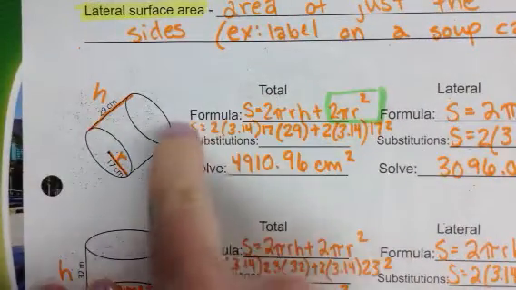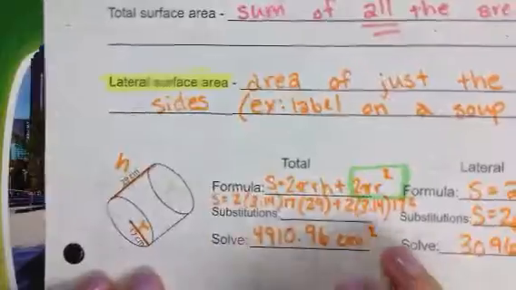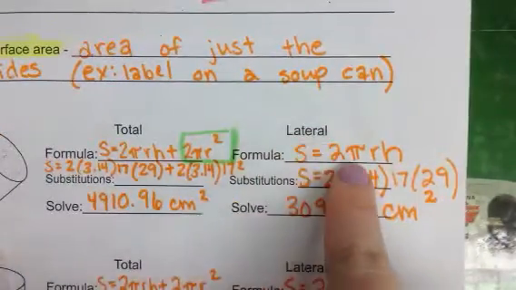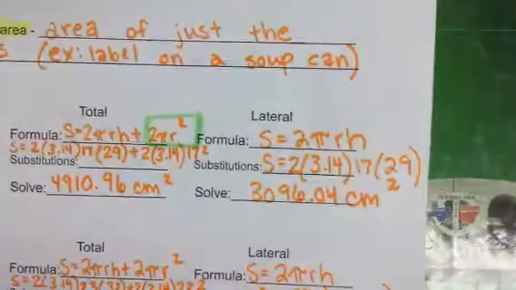Okay, so whenever you do your practice page, just keep in mind total surface area is getting the area of all the sides on your cylinder, the 2 circles and the rectangle. Your lateral surface area that is shorter is only getting the area of the sides, so that would be a rectangle, okay?